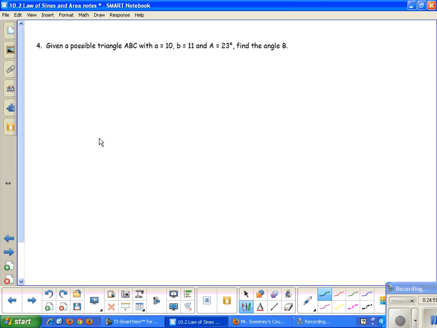So another case, let's say we're given triangle ABC with a equals 10, b equals 11, and the angle opposite of a is 23 degrees. So again, this is the side-side-angle scenario. If I draw my triangle, we don't know that length right there that I just drew, but we know that angle A is 23 degrees. And we were given that b is 11 and a is 10. So I'm just going to draw the triangle right here. So this is 10.